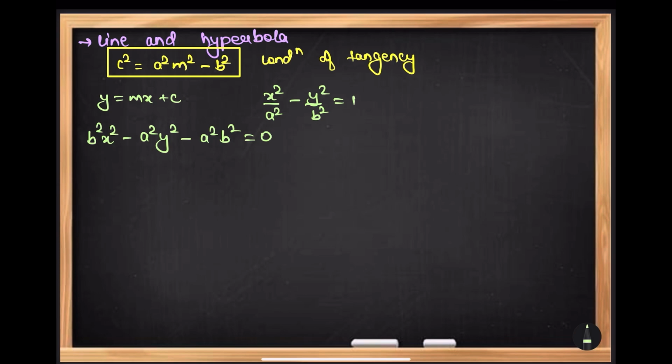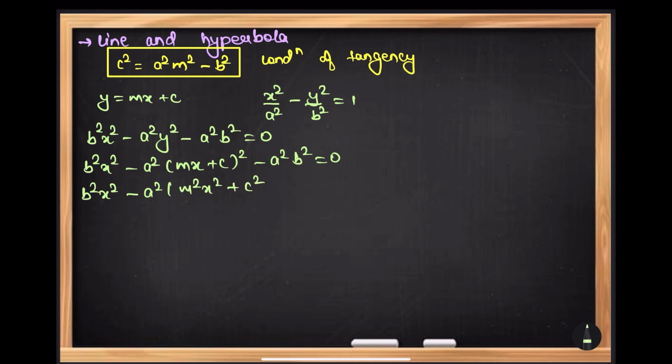Yes, good. Now, can I replace this y with this y? We are following the substitution method. Okay, so we will get b square x square minus a square times mx plus c whole square minus a square b square equals 0. Now let's open this bracket. We will get b square x square minus a square m square x square minus a square c square minus 2 a square mcx minus a square b square equals 0.